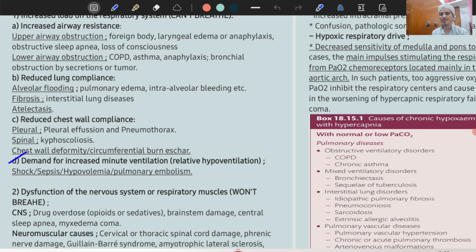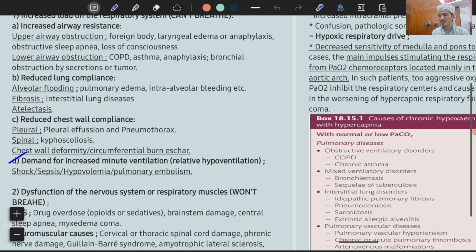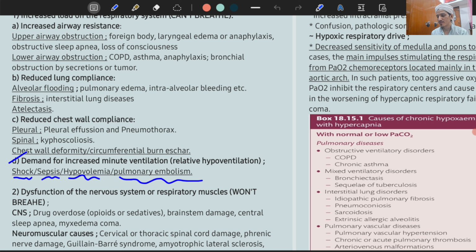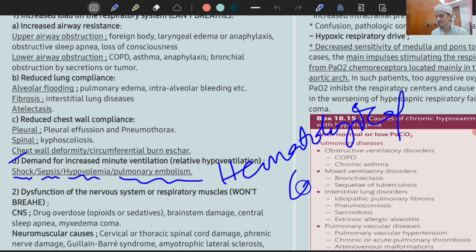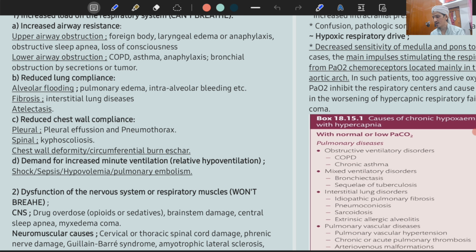Then demand is increased. Supply is normal, but demand is increased. So that can be seen in shock, sepsis, hypovolemia, or pulmonary embolism. Hematological causes, you can remember this as. So that is the first cause of alveolar hypoventilation, increased load on the respiratory system. The cause can be airway obstruction, reduced lung compliance, reduced chest wall compliance, which includes pleura, spinal, chest wall, and the cause can be demand for increased minute ventilation.